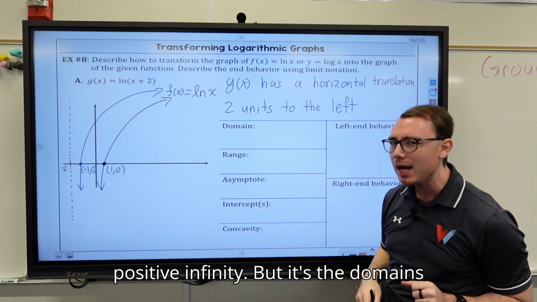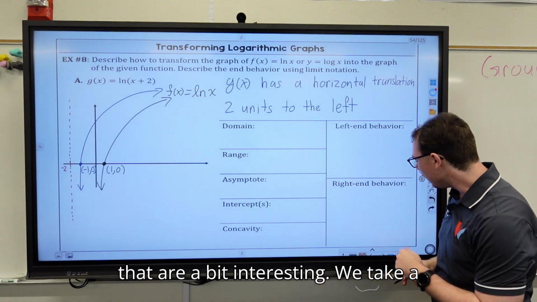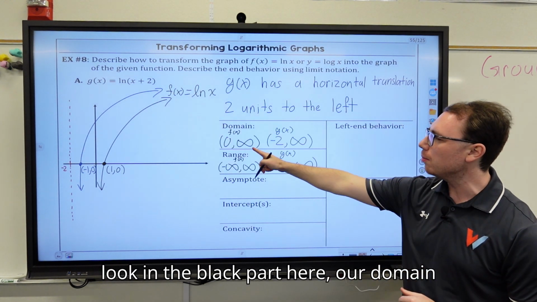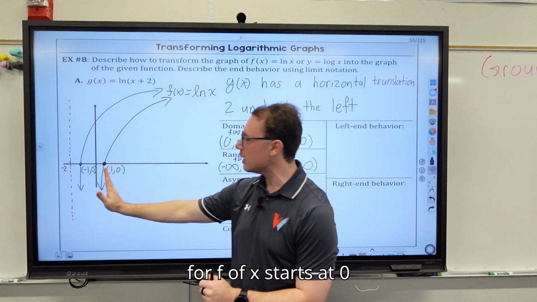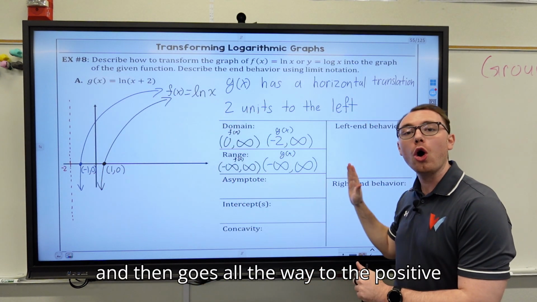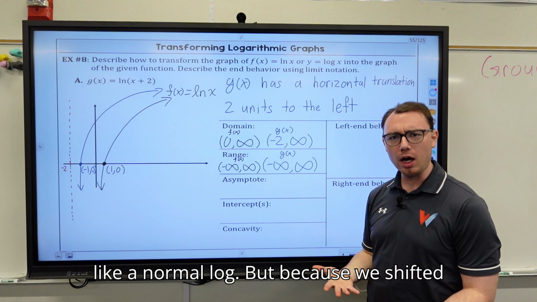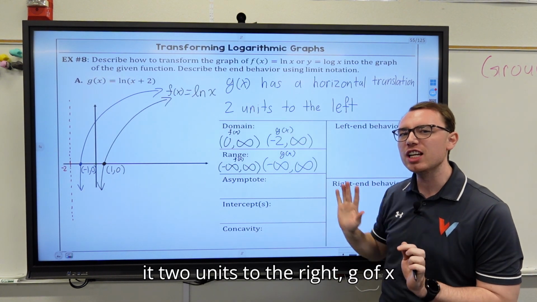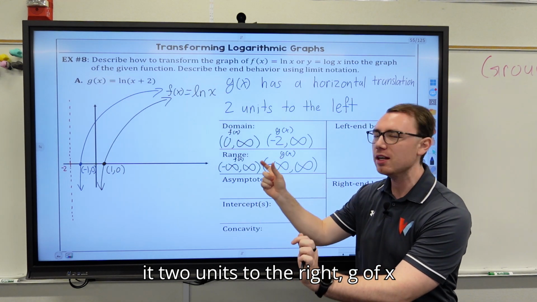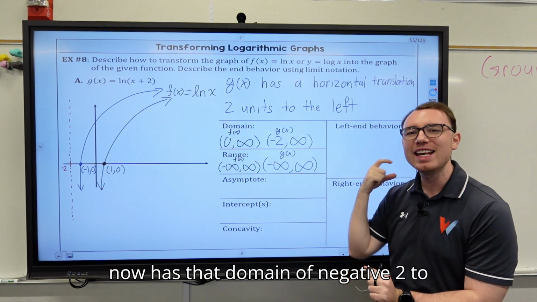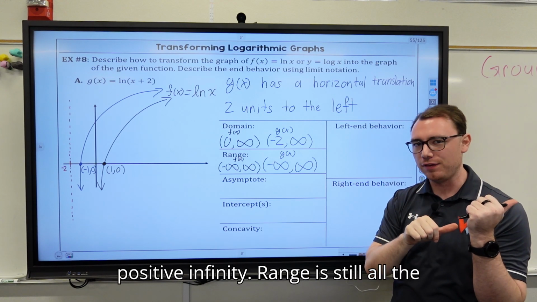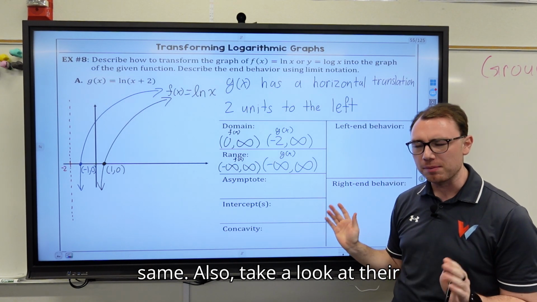But it's the domains that are a bit interesting. In the black part here, our domain for f of x starts at 0 and then goes all the way in the positive direction to positive infinity, like a normal log. But because we shifted it 2 units to the left, g of x now has a domain of negative 2 to positive infinity. Range is still all the same.